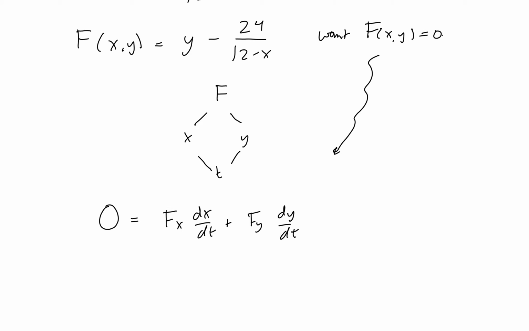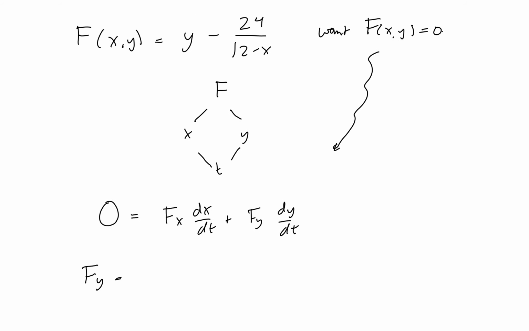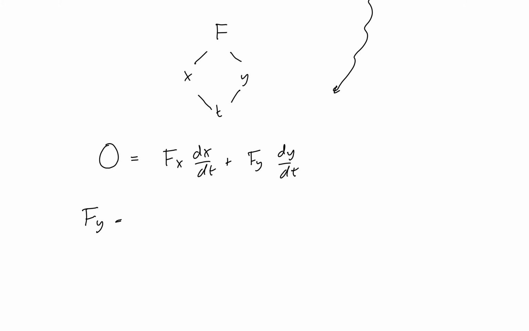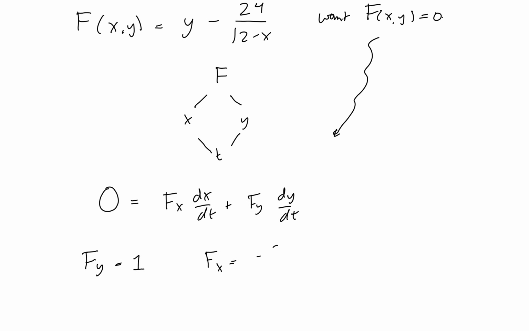And now we need to do these calculations. So f sub y is the easiest because the y only appears there, it's just y, so that's just going to be 1. F sub x, on the other hand, we have the minus 24, and then when I differentiate 12 minus x to the minus first power, I get 12 minus x squared, but then I have another negative, so that makes it positive, and then the derivative of 12 minus x is minus 1. So this is minus 24 over 12 minus x squared.